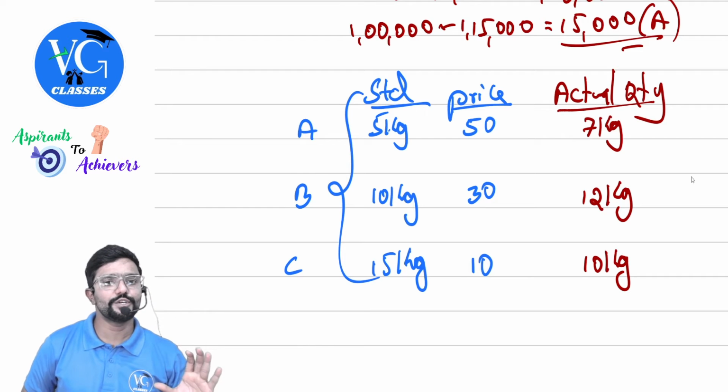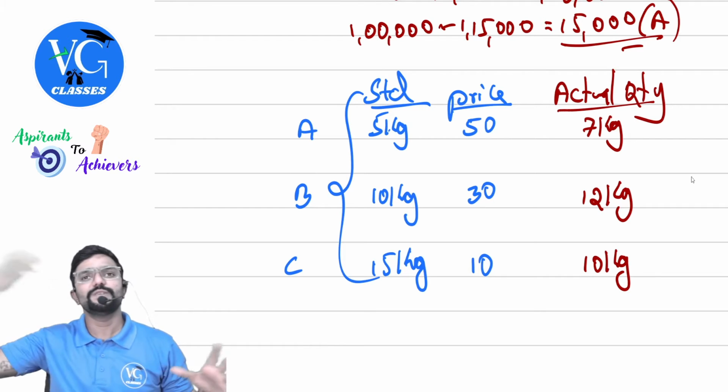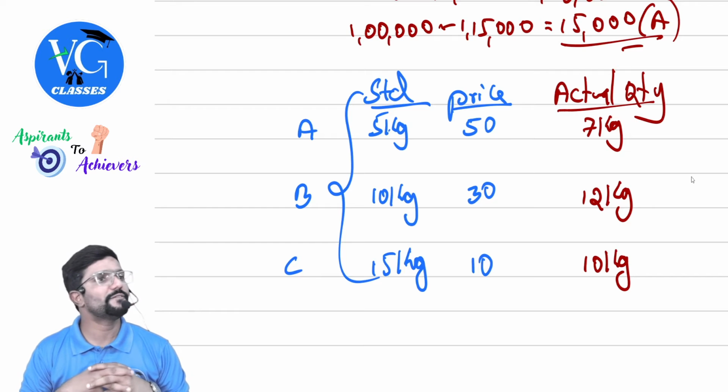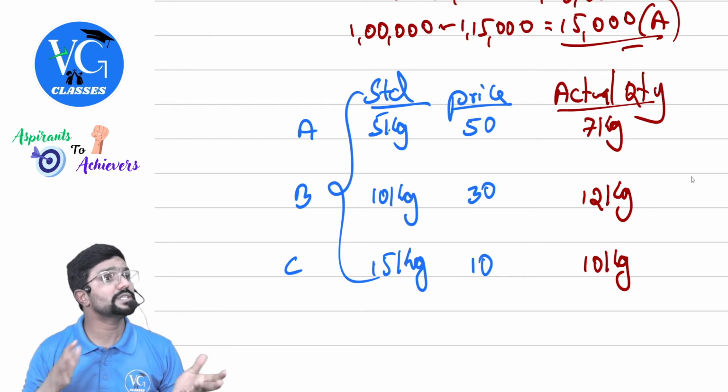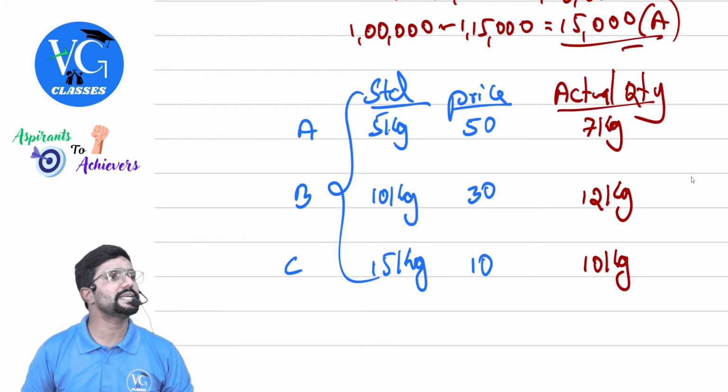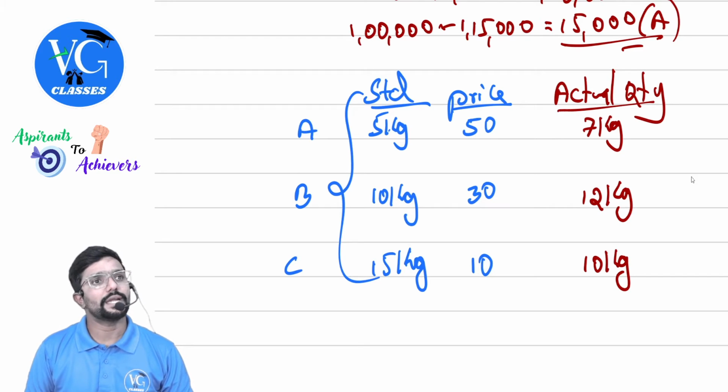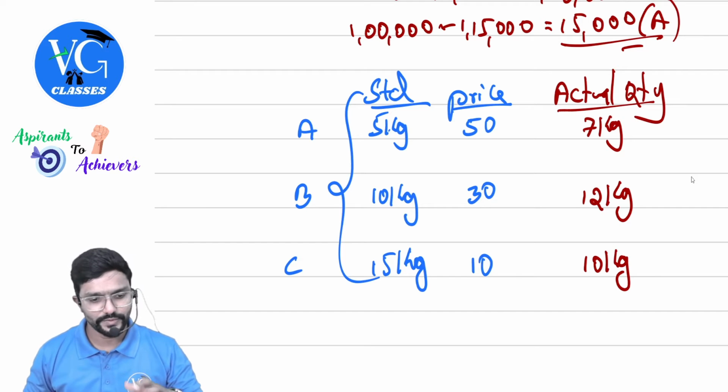Sir, the standard was I was supposed to use 5 is to 10 is to 15, but I have used it in a different proportion. Will it affect my cost? Yes, because the price of each category is different, so it will have an impact. And how much is it? We are calculating. Clear?